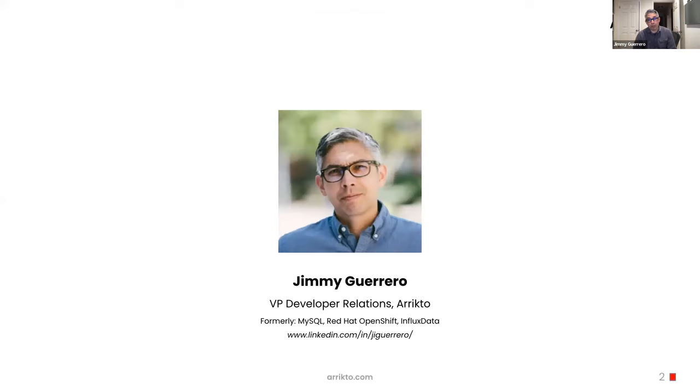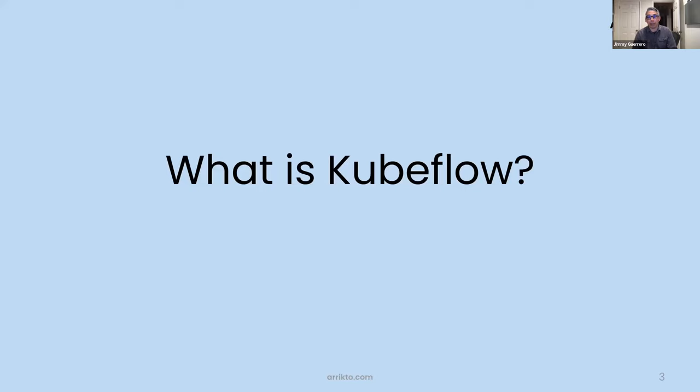The name's Jimmy Guerrero. That's the name they gave me. I do developer relations here at Ricto. Formerly, I was an early employee at MySQL, Red Hat OpenShift, and Influx Data. So I've been there, I guess since the dinosaurs roamed the earth. I'm super excited about what's happening in machine learning, specifically what's going on with Kubeflow. So let's tackle a few things super, super quick here.